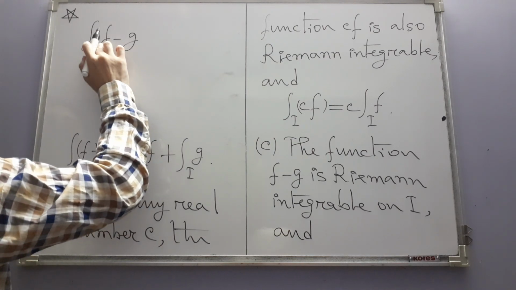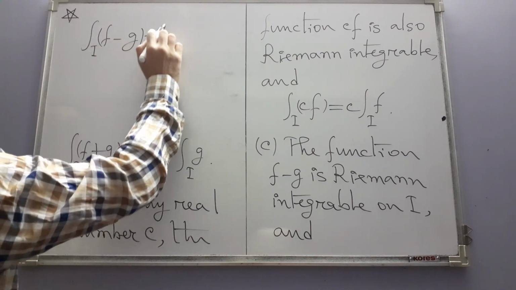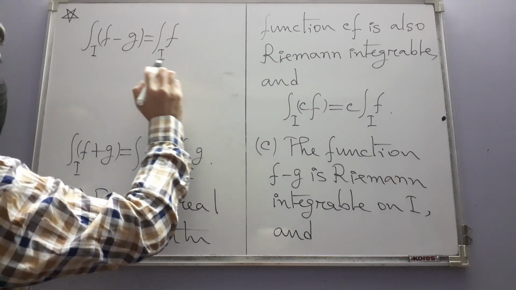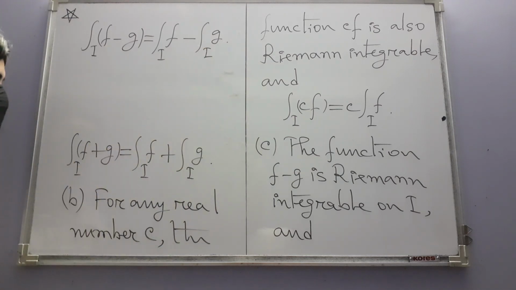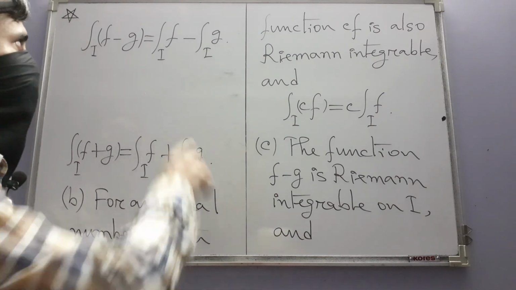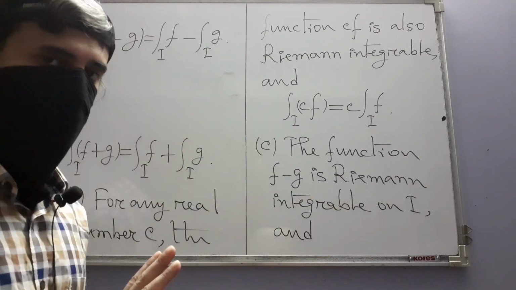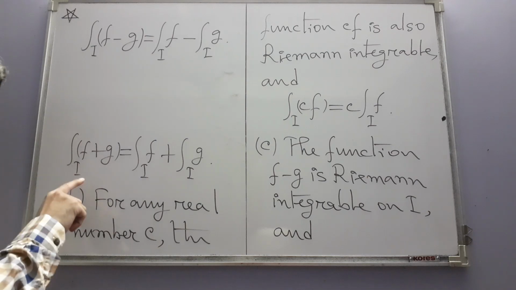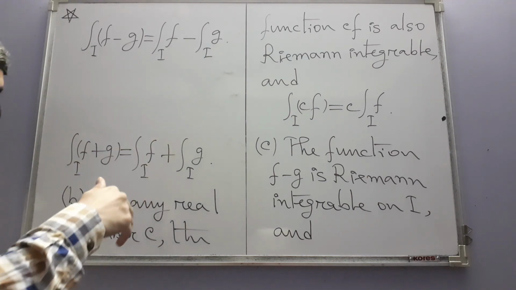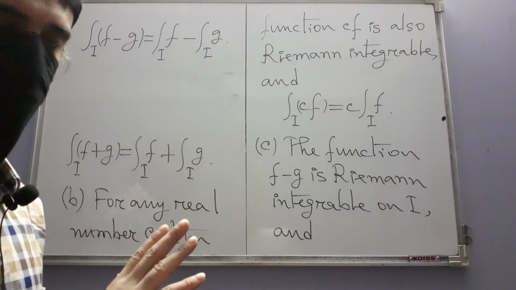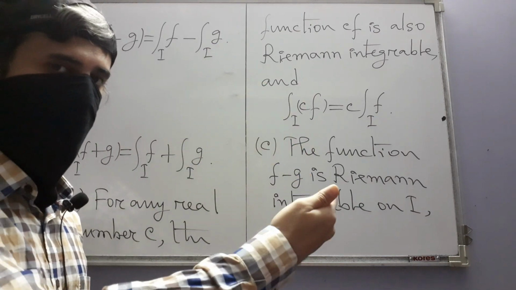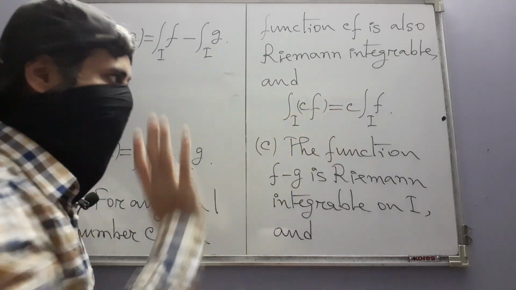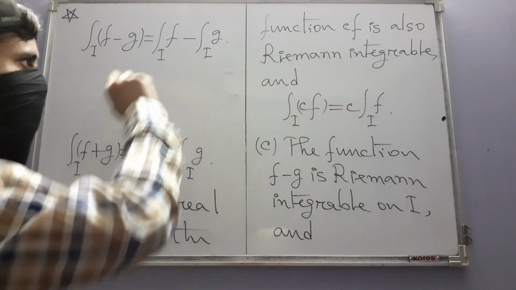The integral of f minus g is equal to the integral of f minus the integral of g. And this also comes from these two formulas. Because f minus g is f plus minus g. So by part A, that is the integral of f plus the integral of minus g, and then minus g is minus 1 times g, so you can take minus 1 outside by part B, and that's how you get this.